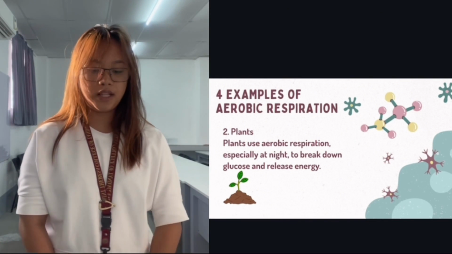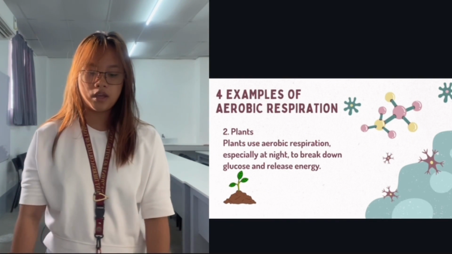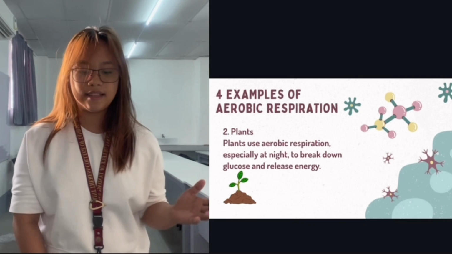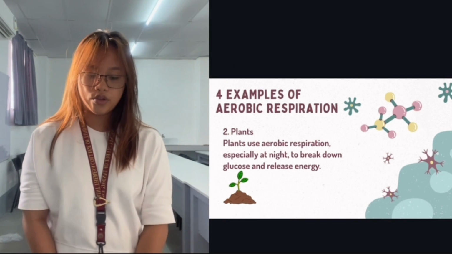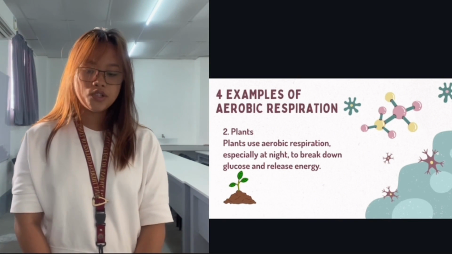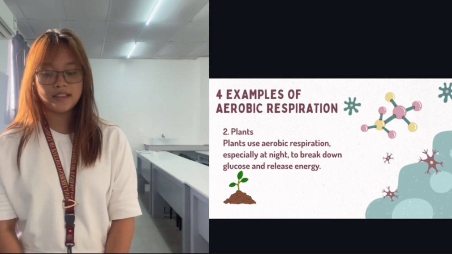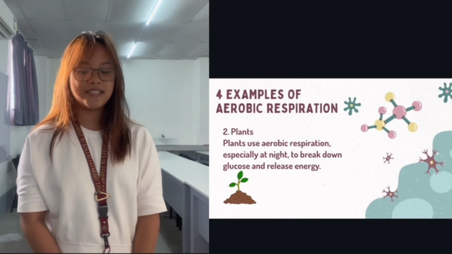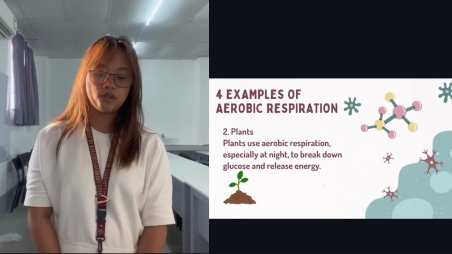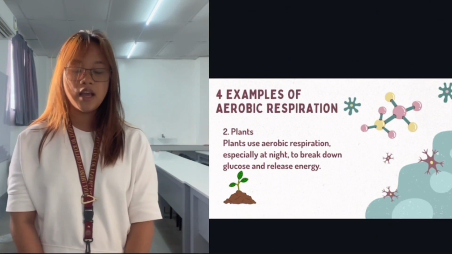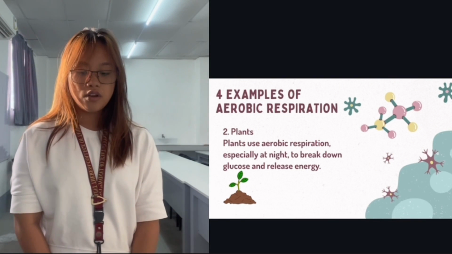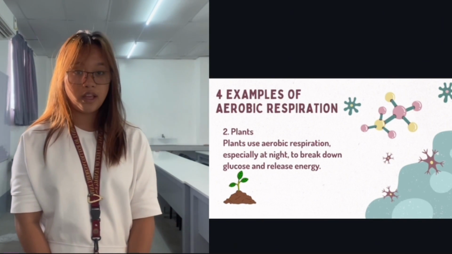Number 2, plants. Plants use aerobic respiration, especially at night, to break down glucose and release energy. Plants also perform aerobic respiration, especially at night when photosynthesis doesn't happen. They use the glucose stored from photosynthesis and oxygen from the air to produce energy for growth and repair.